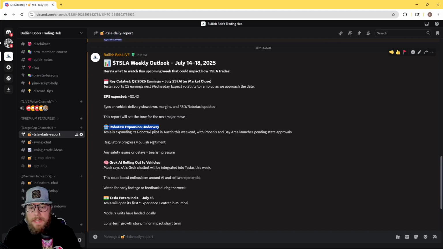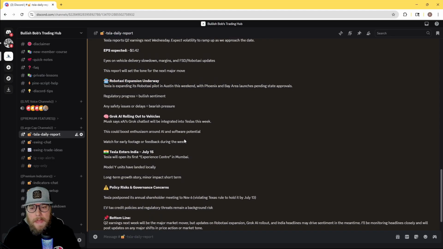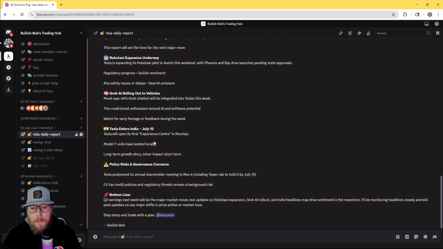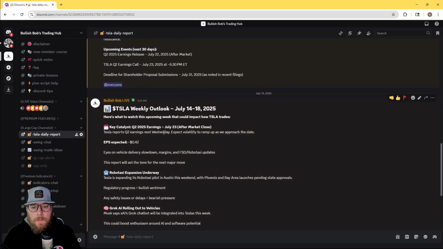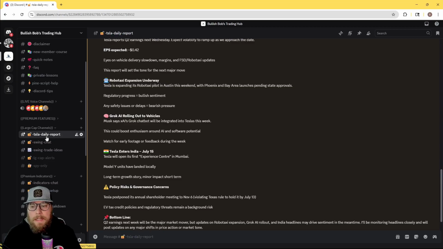We've got news. The robotaxi expansion is underway. So we have that coming out here soon. Some news about that. Grok AI rolling out to vehicles. I haven't read much about that, but I guess that's a big deal. So that's something to look at as well. Tesla enters India July 15th. That's important as well. So we've got a lot of news coming up this next week, and this is all in our Discord in the daily Tesla report. So definitely check that out.